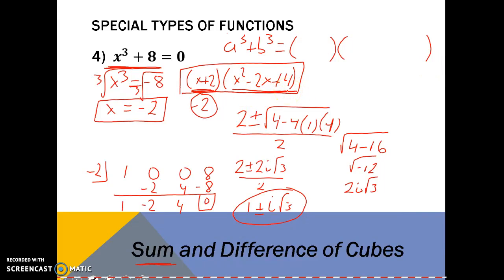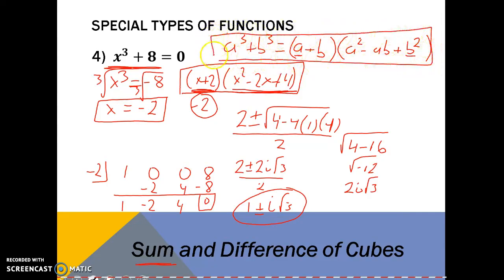So I would take a plus b to get my small factor. To get my big factor, it's always going to be a squared. So that's this number squared. The last term is going to be b squared. And then my middle term is simply going to be a times b, and it's going to be a negative of that. This formula right here will help you get to this point much faster.